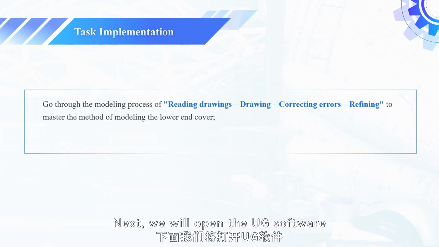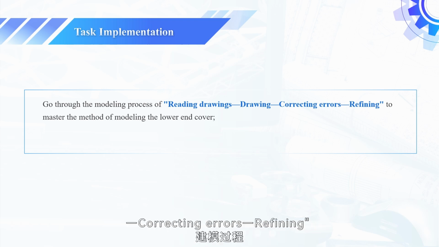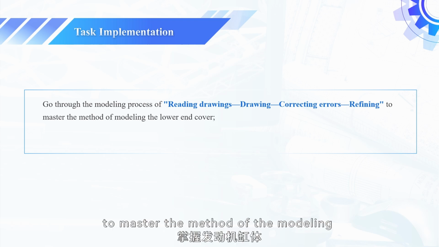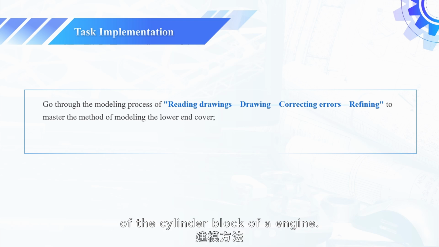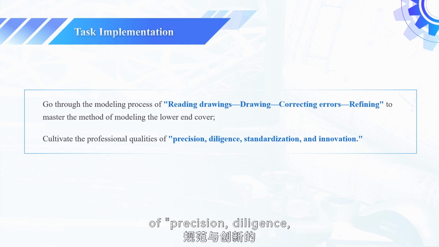Next, we will open the UG software and go through the modeling process of reading drawings, drawing, correcting errors, and refining, to master the method of modeling the cylinder block of an engine. Please pay attention to cultivating the professional qualities of precision, diligence, standardization, and innovation.